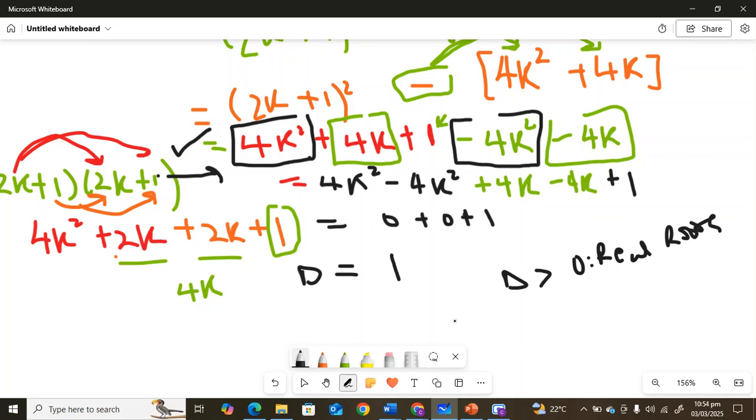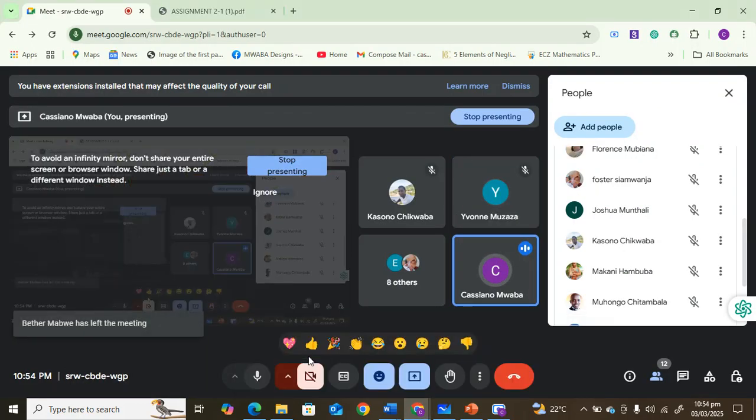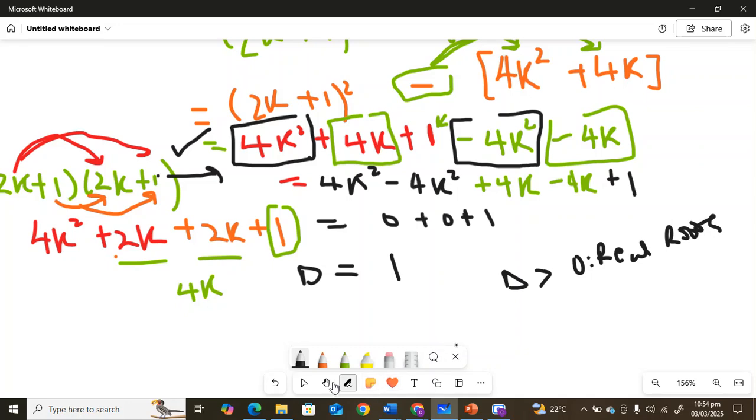The formula for the discriminant won't be given to you in the exams. I know someone was about to ask that. Yeah, the formula won't be given to you in the exams. So you just have to remember it.